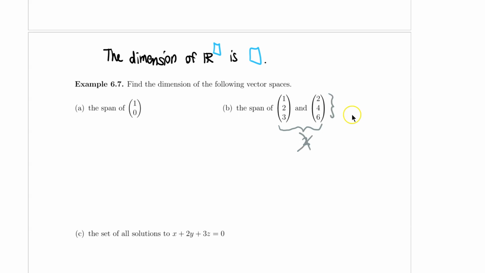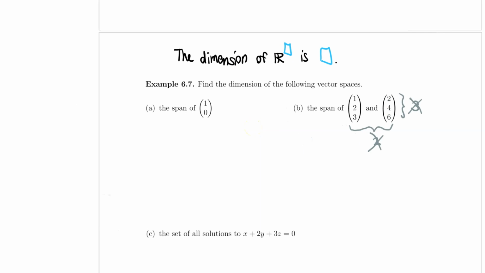And I also cannot just look at the number of coordinates and say, oh, it has 3 coordinates, so it should have dimension 3. So this is also not correct. So I need to find the basis and see how many vectors are there in the basis. For example, if I look at the span of (1, 0), then it's actually not hard to tell that the basis here is going to be just the vector (1, 0) itself.